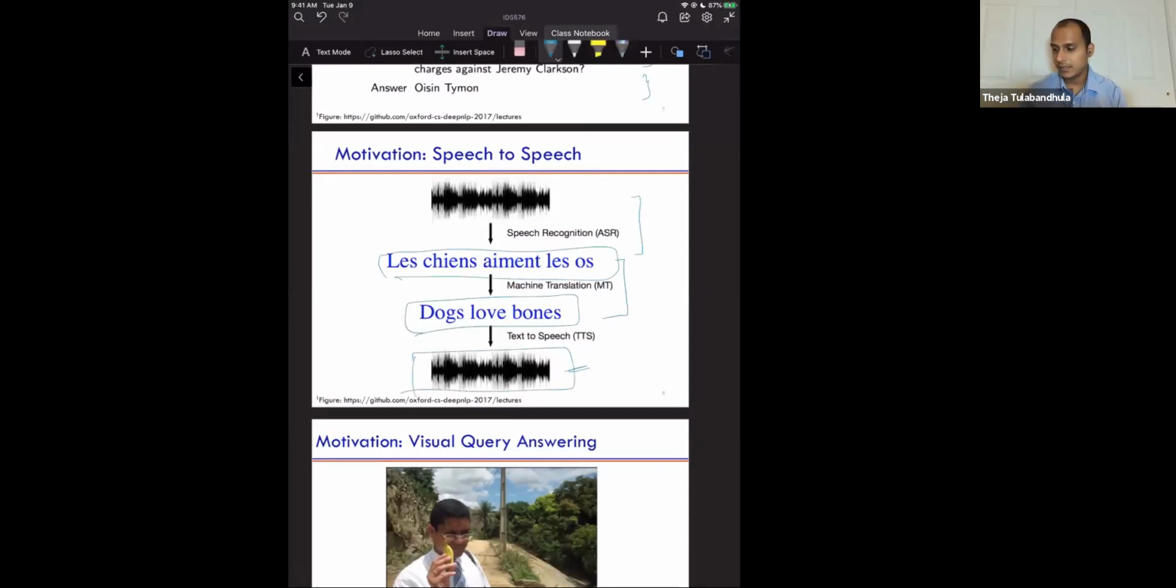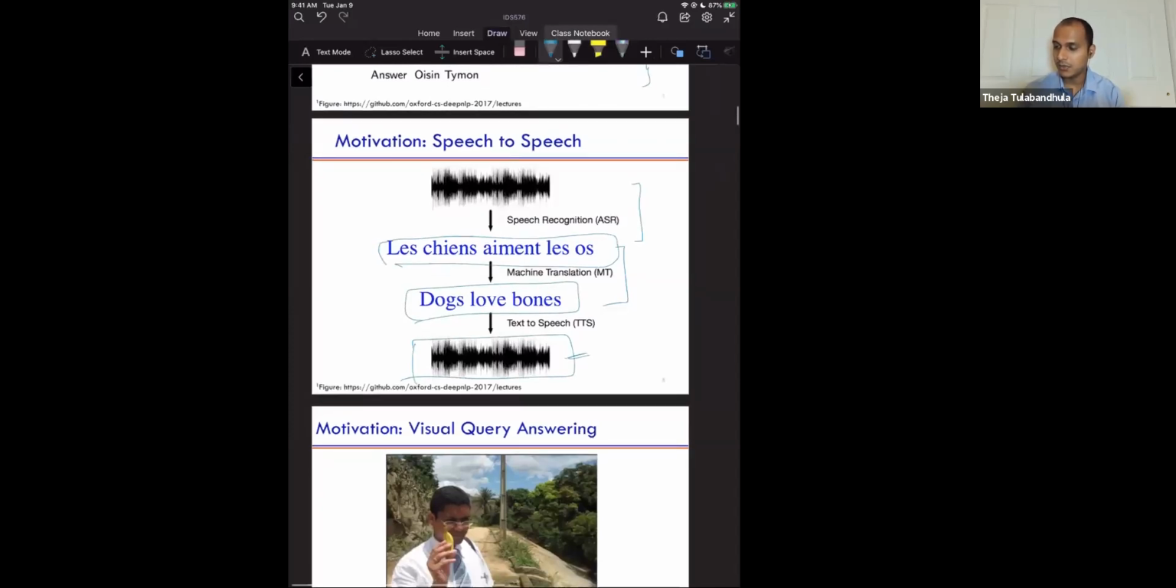Okay, so this is yet another example, and there's a lot of work in the three components. We just mentioned machine translation, but there's also a very active area of research called speech recognition with various sub-problems and various solutions over the past few decades. And the third component is text-to-speech, and this is also an active area of research with several solutions.